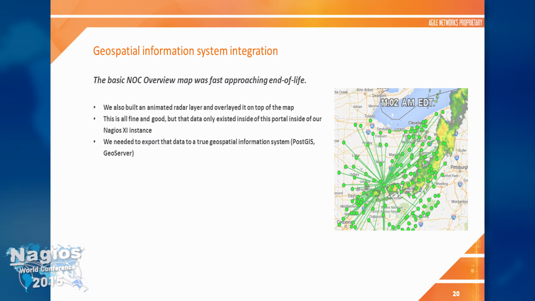So here's our original map. This is the one that I showed off last year. We also had an animated radar layer, and we overlaid that on top. Like I said, we're a telecommunications company, and that was something that was important to us, to see when storms are coming in. Wireless equipment hanging on towers doesn't like storms, right? So this worked, but the data only existed in Nagios XI, and we needed to be able to export that data to a truly geospatial information system.